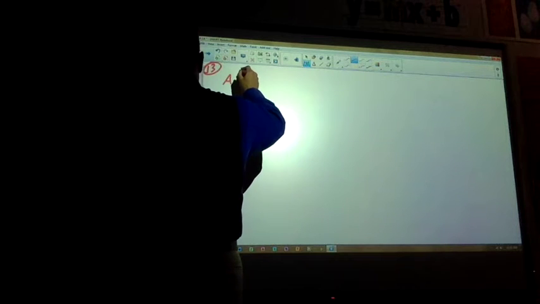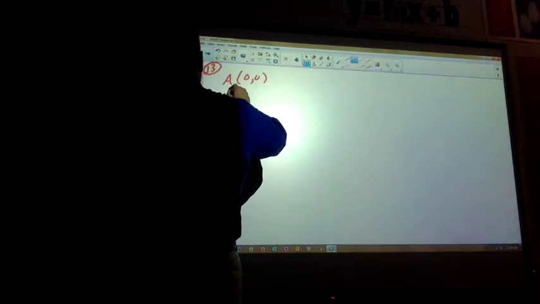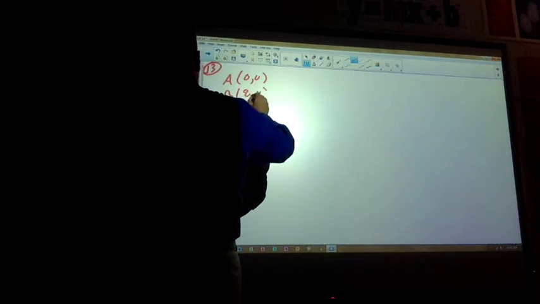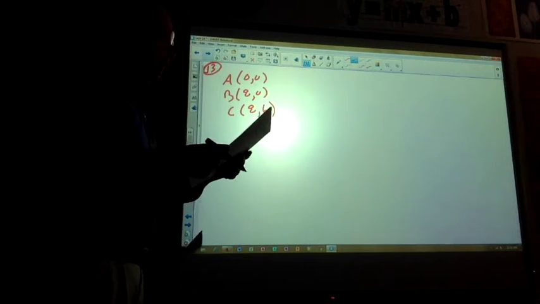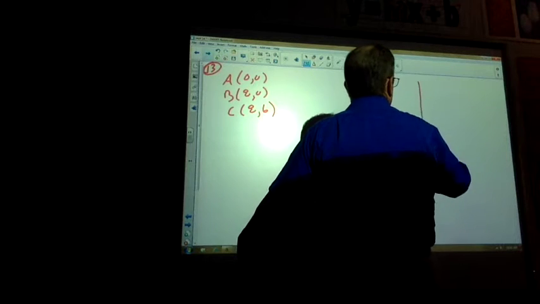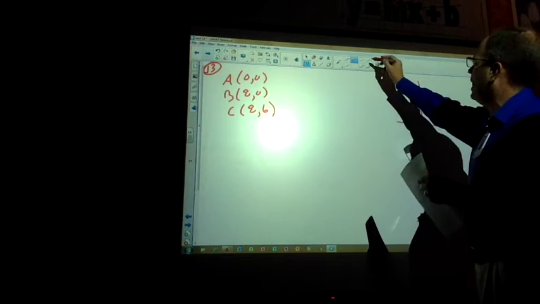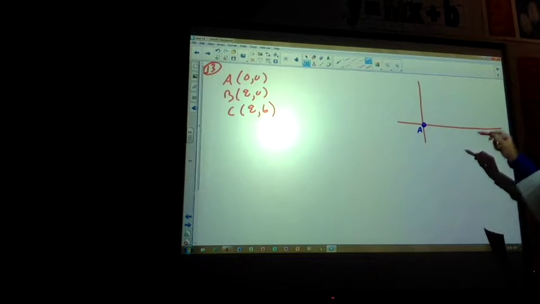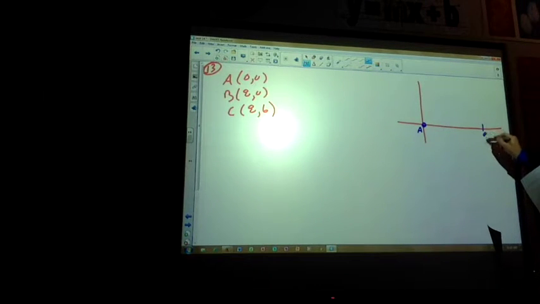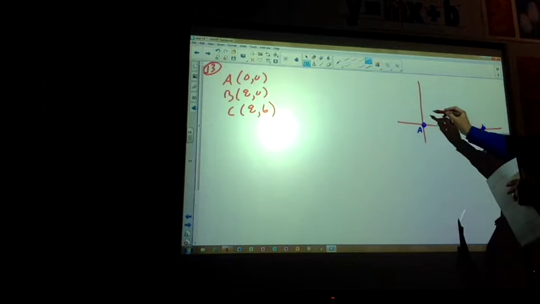Still with me? Point A is 0, 0. B is 8, 0. Still with me? C is 8, 6. Okay? All right, so I'm going to try and plot this the best I can. I know point A is here at 0, 0. Yes? Point B is at 8, 0. Is that okay? And point C is 8, 6.